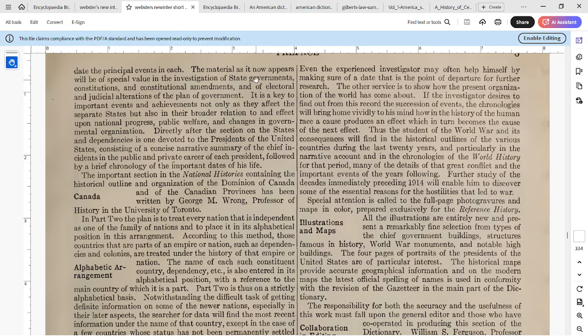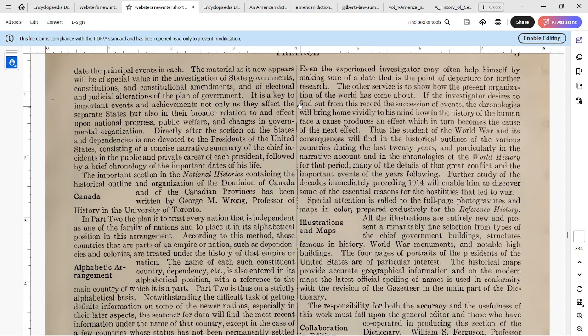The material, as it now appears, will be of special value in the investigation of state governments, constitutions and constitutional amendments, and of electoral and judicial alterations of the plan of government. It is a key to important events and achievements not only as they affect the separate states, but also in their broader relation to and effect upon national congress, public welfare, and changes in governmental organization.